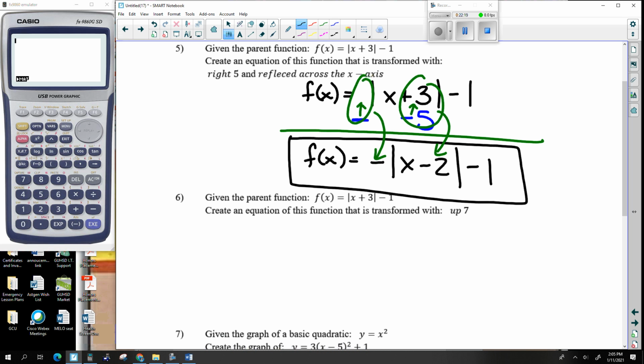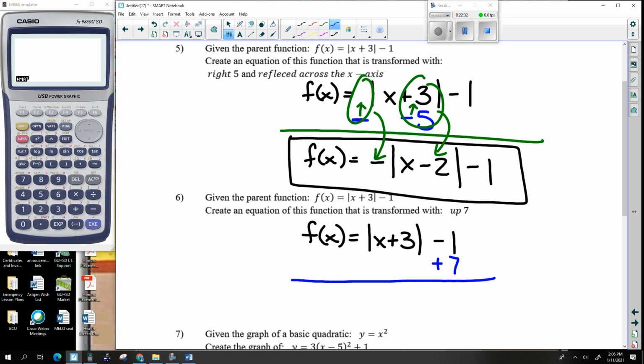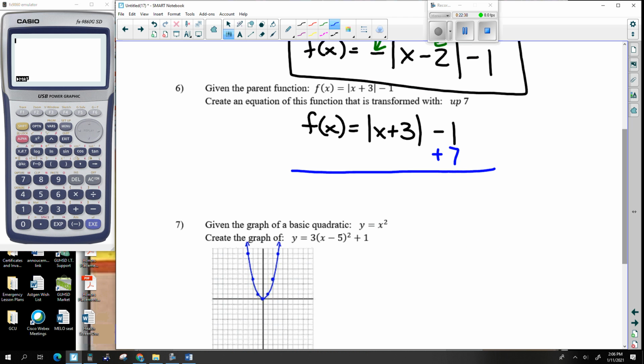So for instance, number 6. I need to move this up 7. So that means I would have to put a +7 on that outside. So what is this actual final function then? Well, it's x plus 3, and then -1 plus 7 is +6.